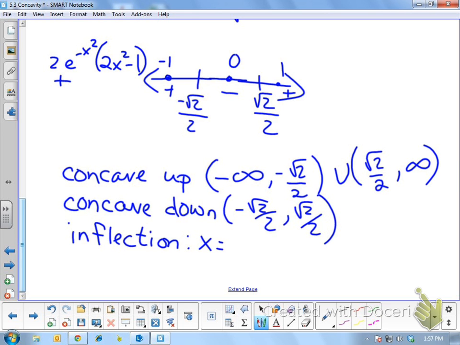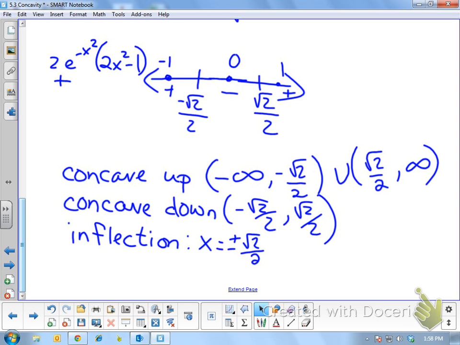Did we switch sign there? That'll tell us if we switched concavity. Yes. We went from positive to negative. What about at +√2/2? Yes, again, negative to positive. So we have plus or minus √2/2, or you could have listed them separately. Those are both inflection points.